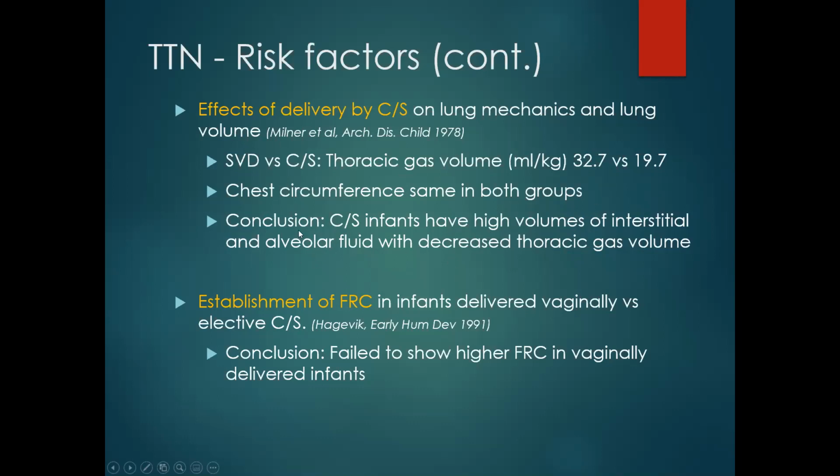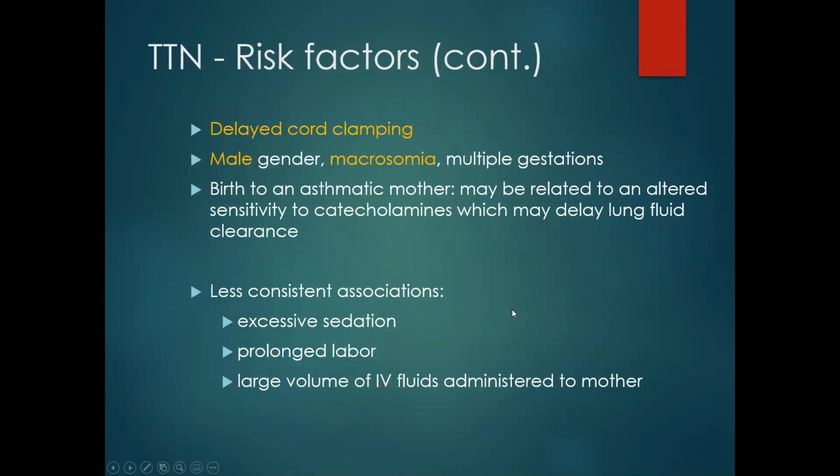So the conclusion of this study shows that the C-section infants have high volumes of interstitial and alveolar fluid, but decreased thoracic gas volume, okay? And in another study looking at FRC, it failed to show a higher FRC in vaginally delivered infants compared to elective C-section.